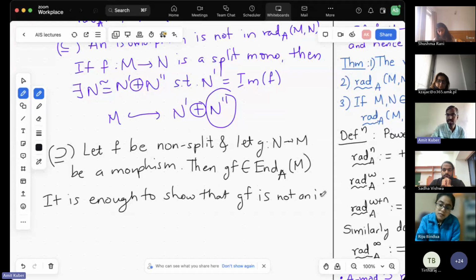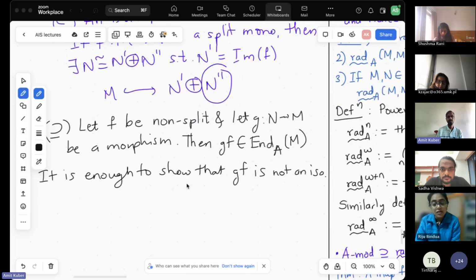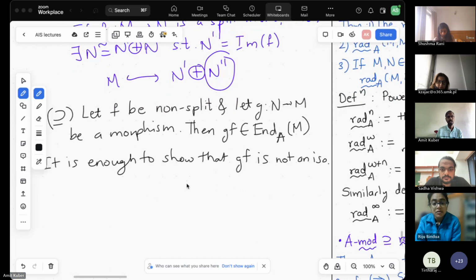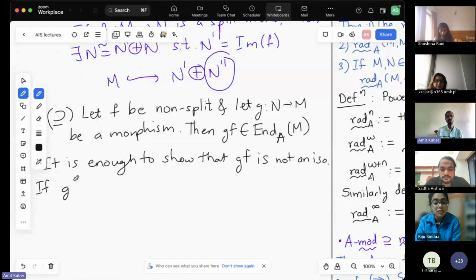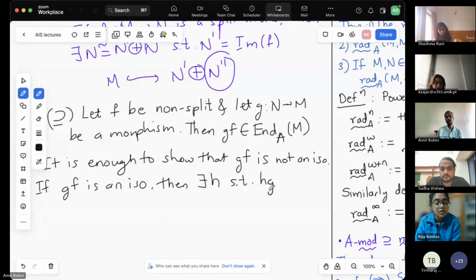Do you agree with this? We need to show that 1 minus GF is an isomorphism. So therefore, it is enough to show that GF is not an isomorphism. So suppose on the contrary that it is. If GF is an isomorphism, well, then what happens? Then there exists some H such that HGF is equal to identity on M.